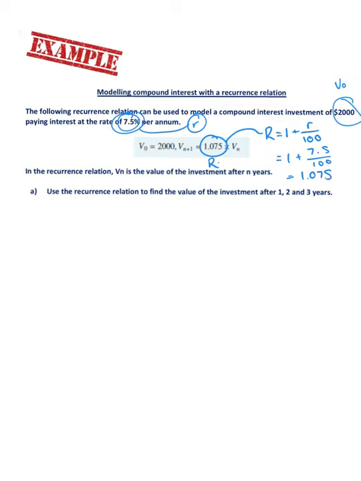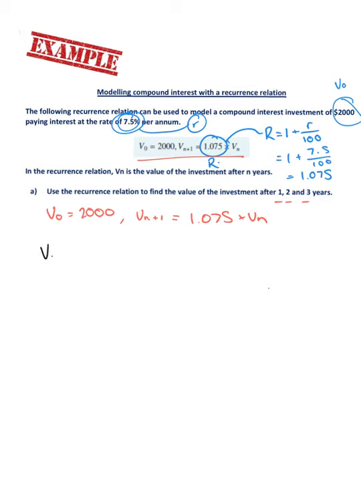So the question says, in the recurrence relation, Vn is the value of the investment after n years. So use the recurrence relation to find the value of the investment after 1, 2, and 3 years. So we've given the recurrence relation up here, so let's write it out again. V0 is equal to 2,000, right? Where V of n plus 1 is equal to 1.075 times Vn.